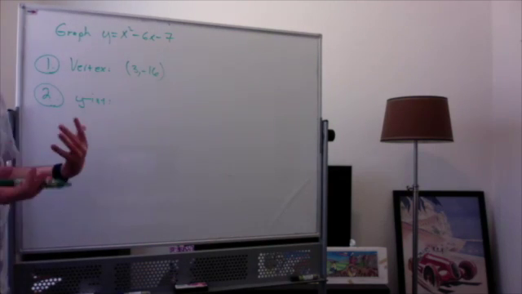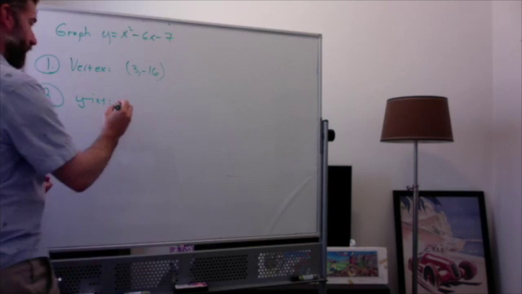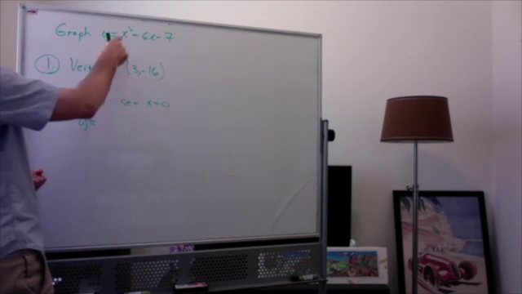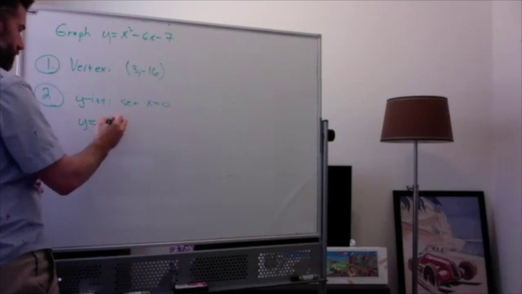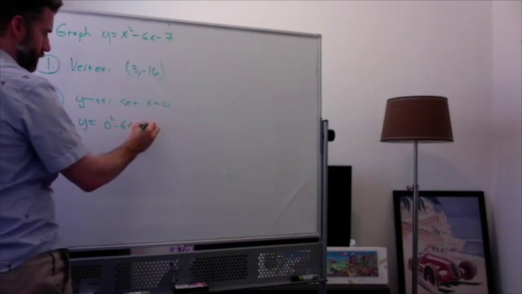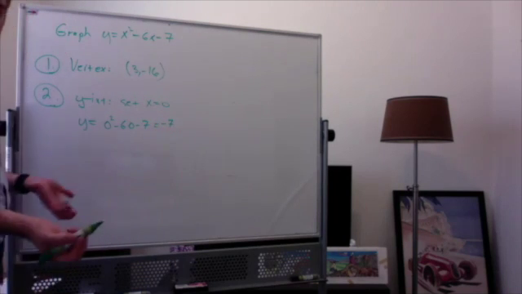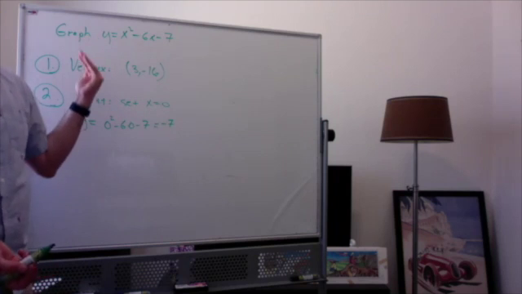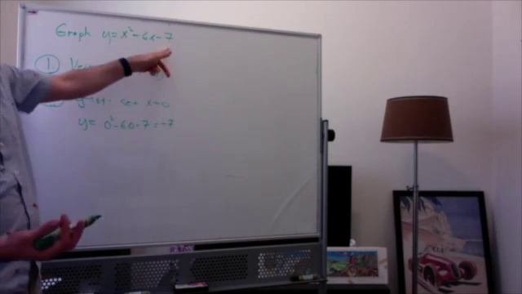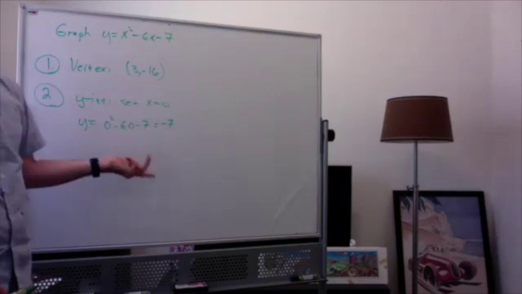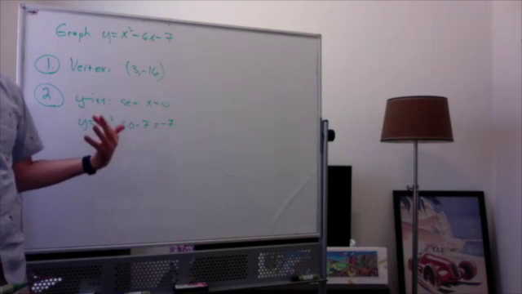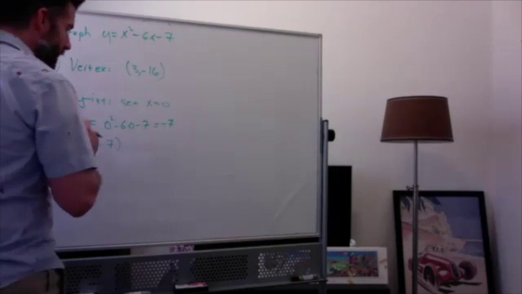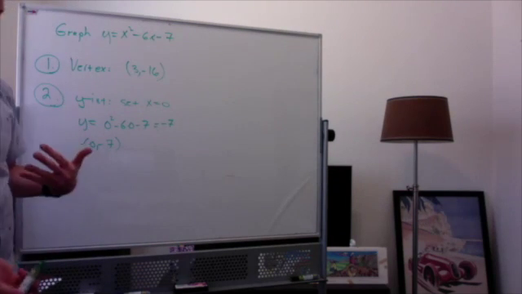And the y-intercept is usually going to be super easy. You're going to plug in 0 for x, and then you get y equal to 0 squared minus 6 times 0 minus 7, which is just negative 7. If your quadratic is written in the usual ax squared plus bx plus c form, then the c value, the constant value, that's going to be your y-intercept for quadratics. So 0, negative 7.